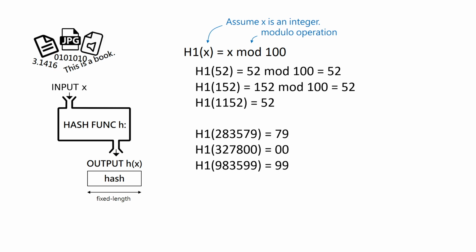The definition of a fixed length value means that the output is always between 0 and 99. In this case, sometimes we write the hash value using 2 decimal digits, which is 00 to 99. So we call it a fixed length, which is 2 digits.